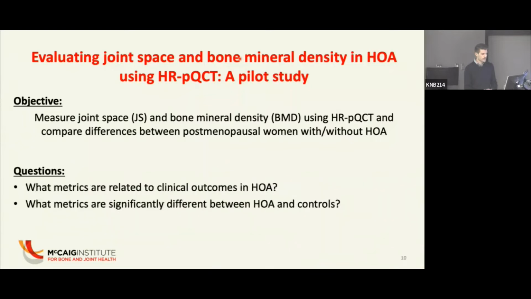So some questions that we had doing this study, first being, we have several joint space metrics, which I'll get into in just a moment, but which of those, if any, are relevant in hand osteoarthritis and related to some of the clinical outcomes that we have? And are any of these metrics significantly different between hand osteoarthritis and controls?